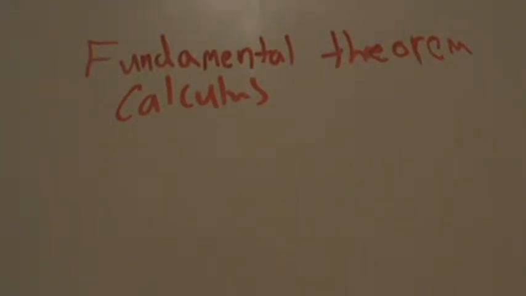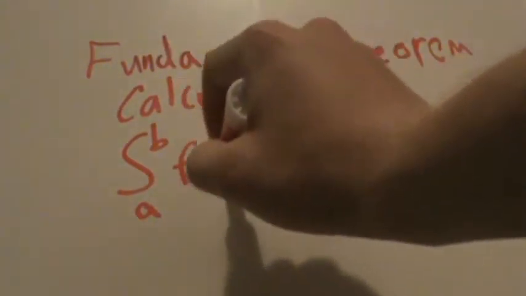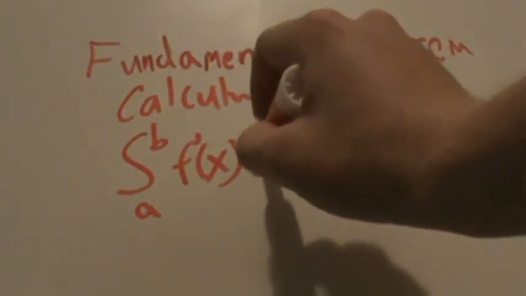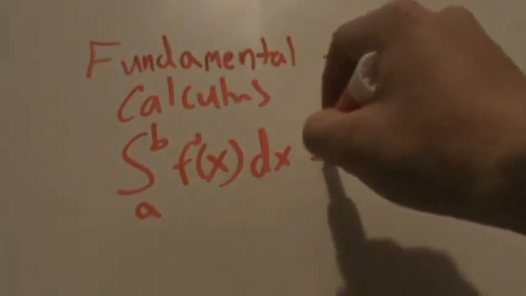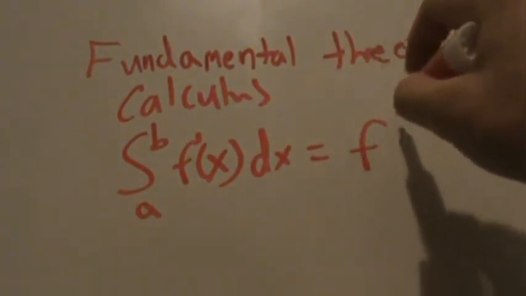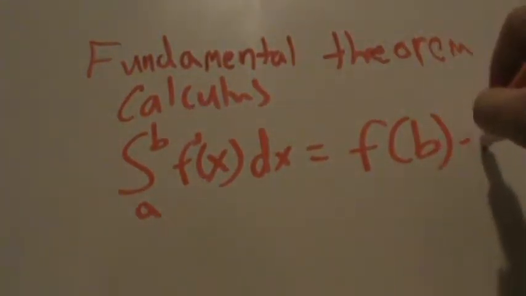Now, I'll write to you what the fundamental theorem of calculus says. It says that the integral from a to b of f prime of x dx is equal to f of b minus f of a.